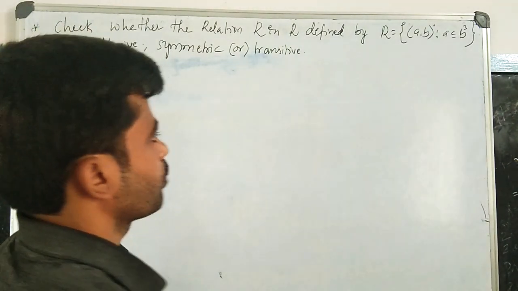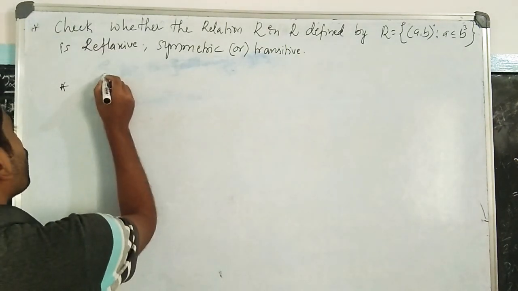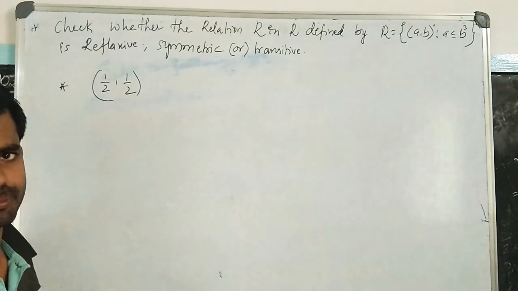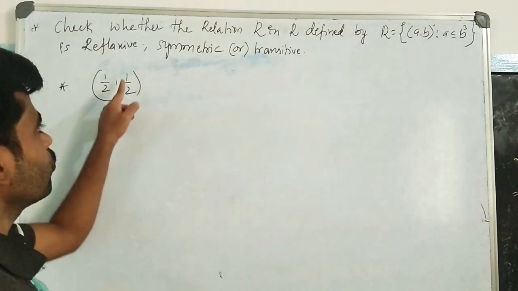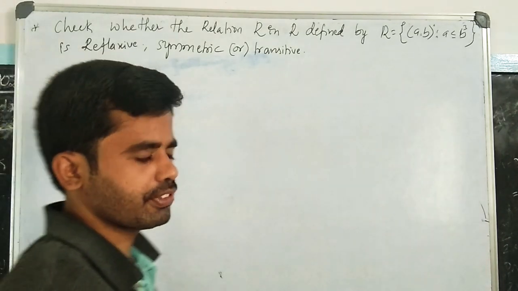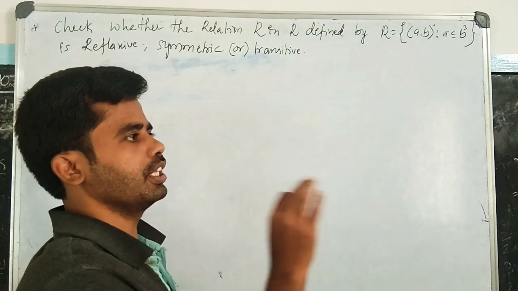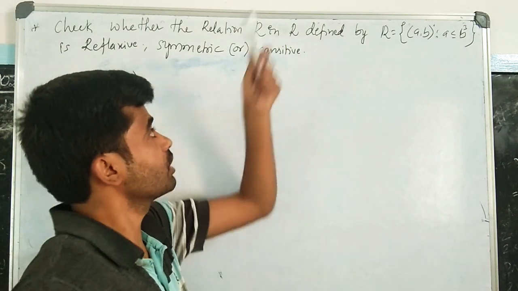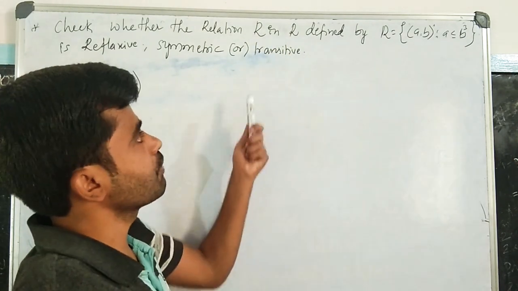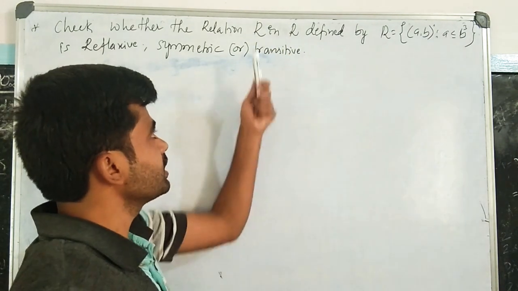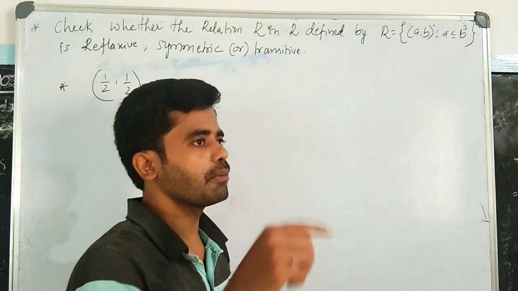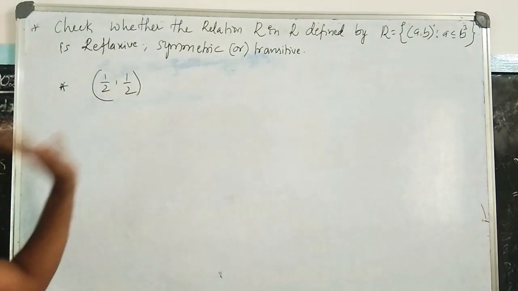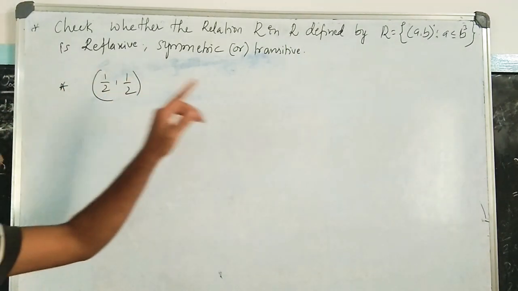Okay. Now I will take one example. Whether (1/2, 1/2) is in R, we have to check. 1/2 is an a, again 1/2. What is reflexive first of all? Reflexive is nothing but if (a, a) belongs to R for all a belonging to the real numbers, then we can say that this is reflexive. So we have to check whether (a, a) belongs to this relation or not. For that purpose I will take one example, that is (1/2, 1/2). Is it in R?